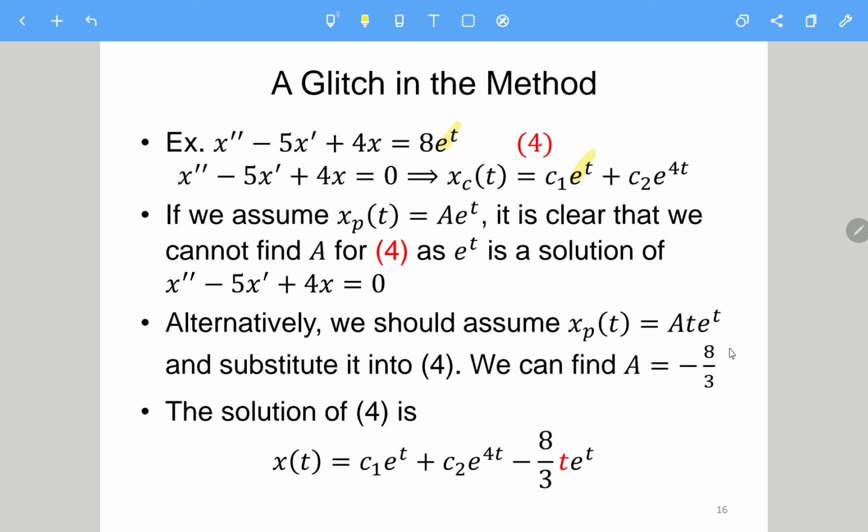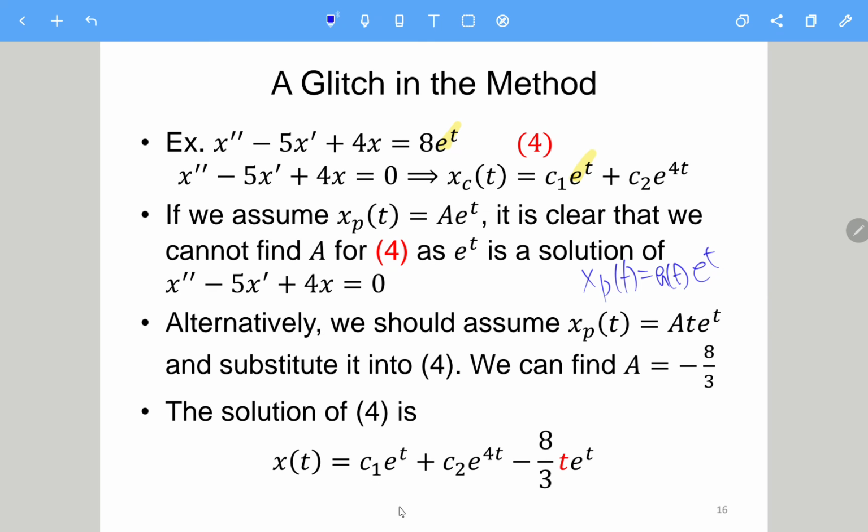If you don't believe it, you can just try to plug in x_p of t to be h of t times exponential t, and plug it back into equation 4, and then you will find h of t will be a first order polynomial, something similar to what I derived just now. So yeah, we need to multiply by t, and then we plug it back into 4, and we can actually find a.